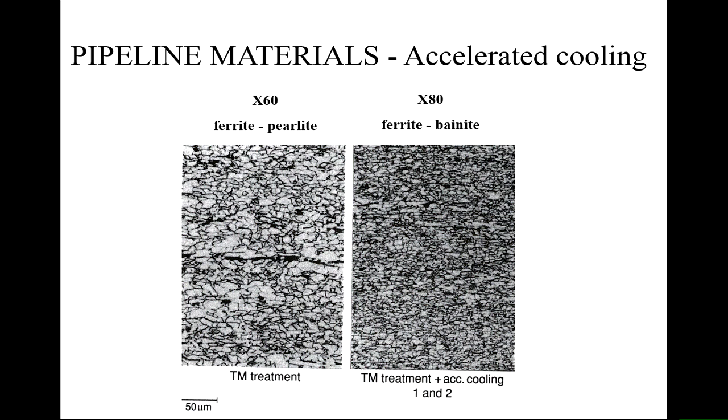One thing I do know is that when you get the same material and put it through a process, and then you add an accelerated cooling to the process, so this is effectively the same composition of material, we can go from an X60 grade to an X80 grade. We've got a ferrite pearlite structure here. You can see the dark regions of the pearlite. This looks pretty much the same.